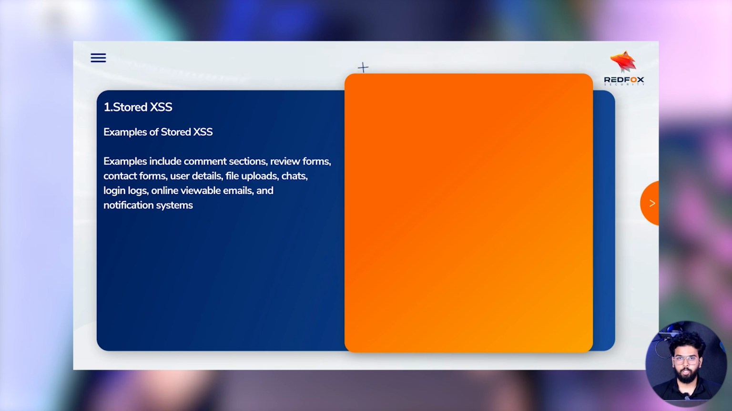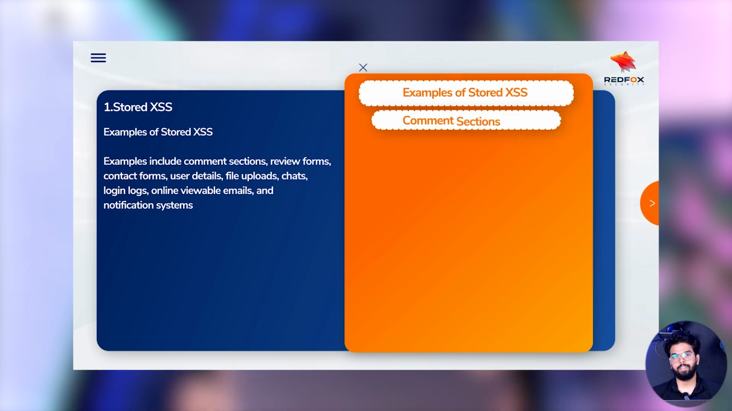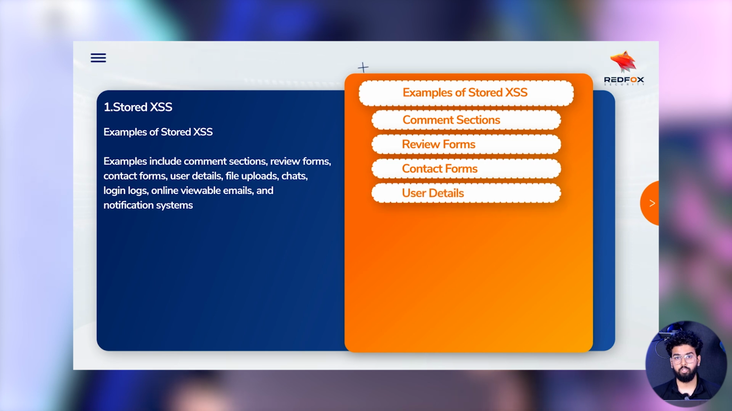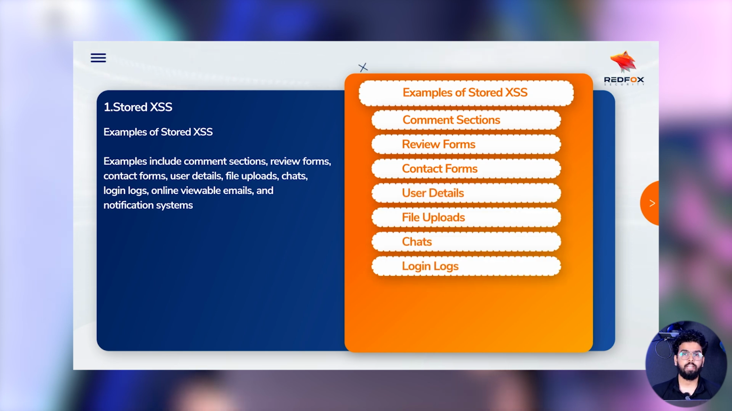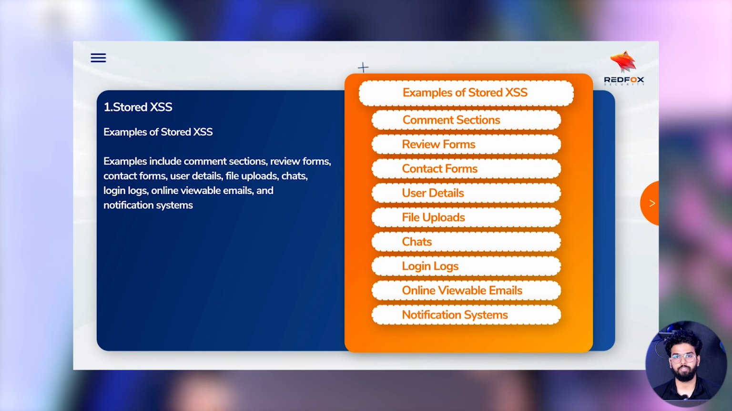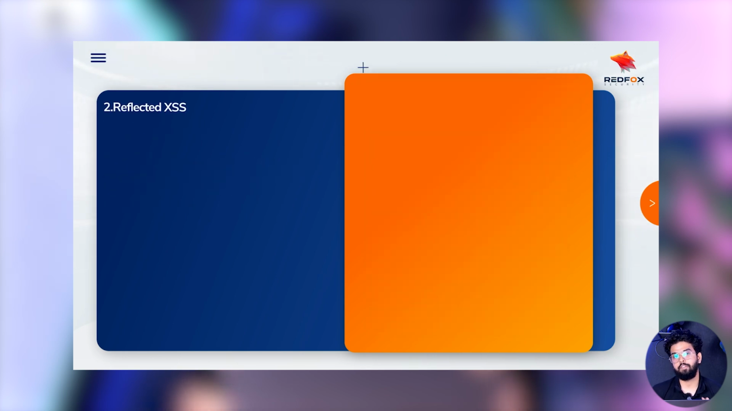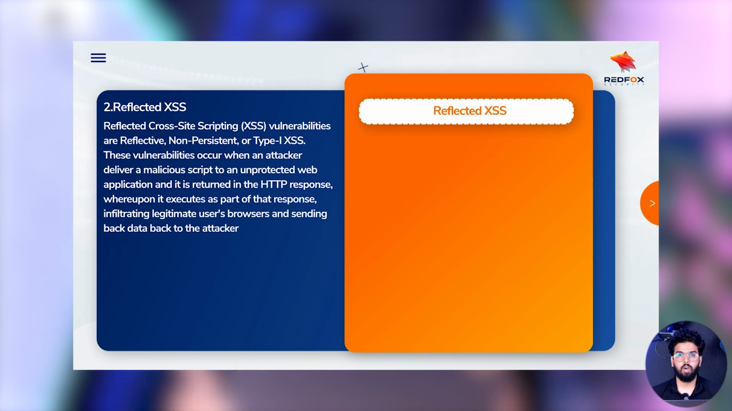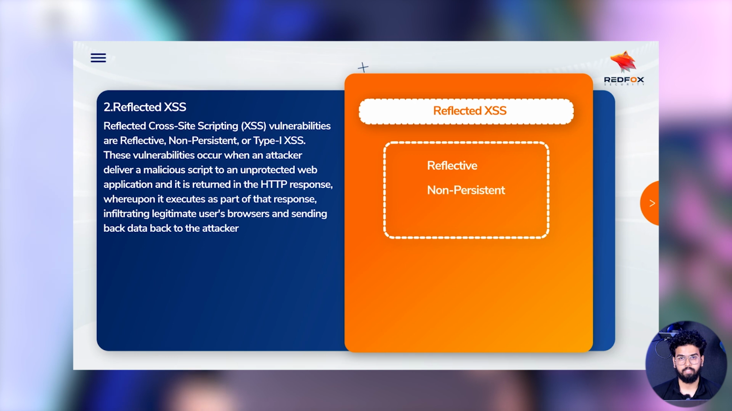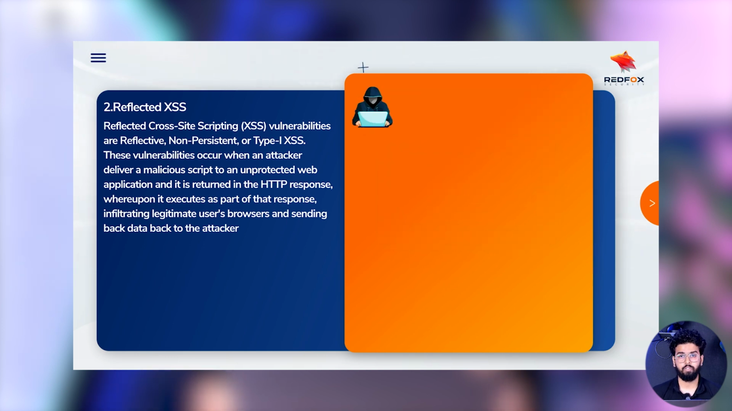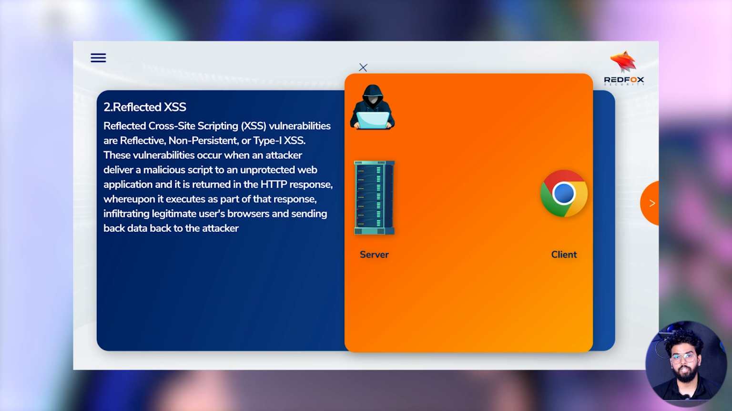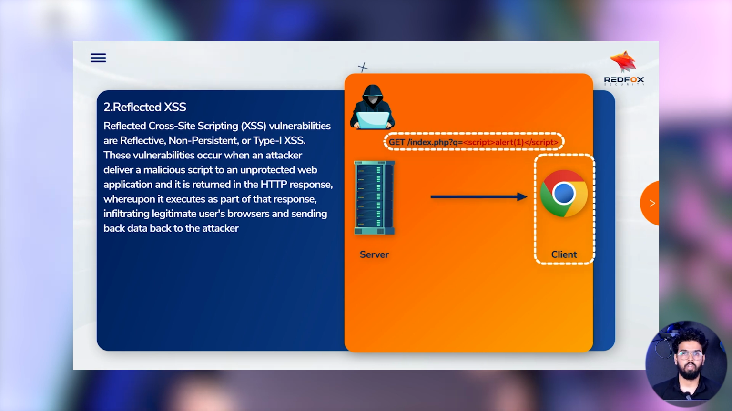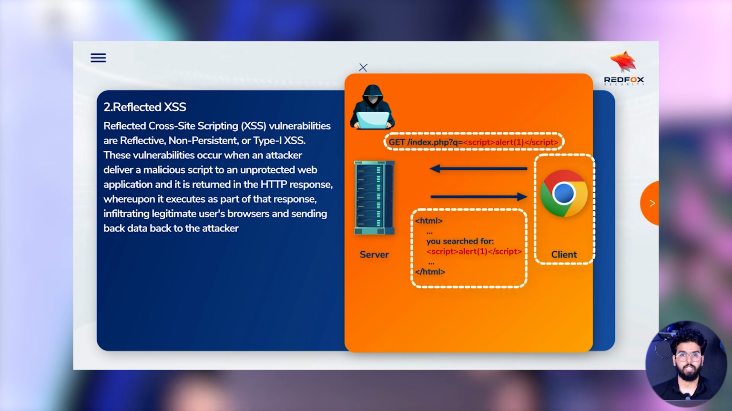Examples of stored XSS include comment sections, review forms, contact forms, user details, file uploads, chats, login logs, online viewable emails, and notification systems. Second one being reflected XSS. Reflected cross-site scripting vulnerabilities are also called non-persistent or type 1 XSS. These vulnerabilities occur when an attacker delivers a malicious script to an unprotected web application and it is returned in the HTTP response, whereupon it executes as a part of that response, infiltrating legitimate users' browsers and sending data back to the attacker.